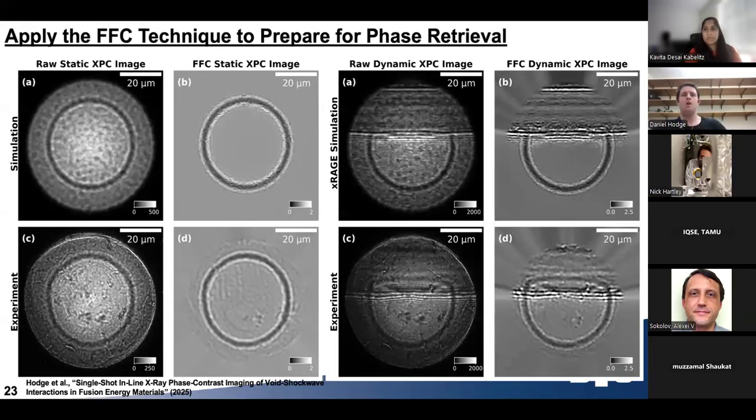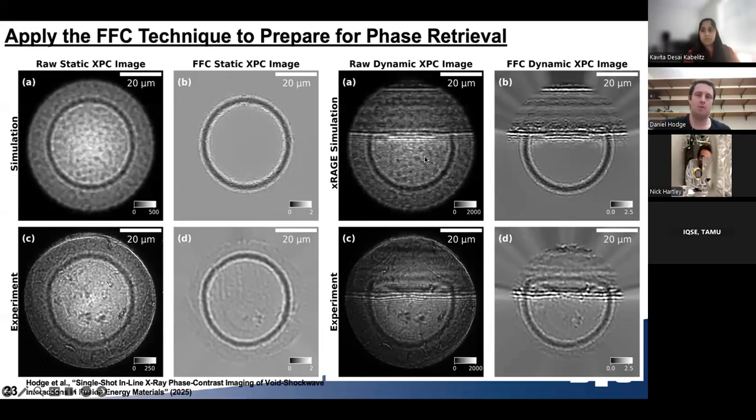And similarly, using simulations from X-Rage, we can forward propagate those results to get a similar simulated dynamic image, and also compare that to the experiment here, and perform our flat field correction, as we see in B and D that correspond to those images.